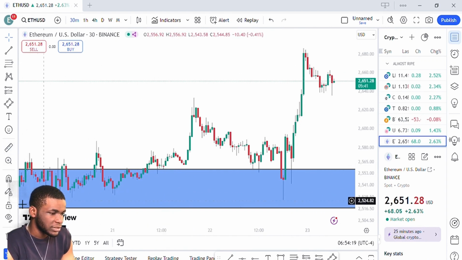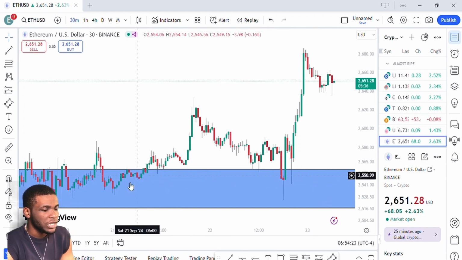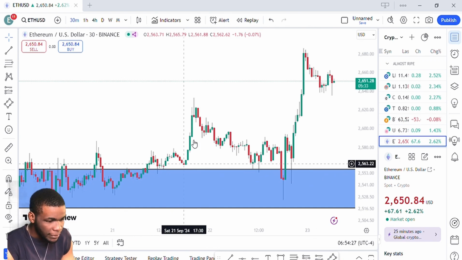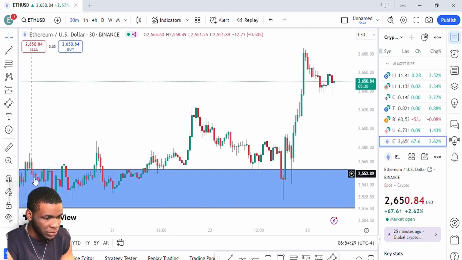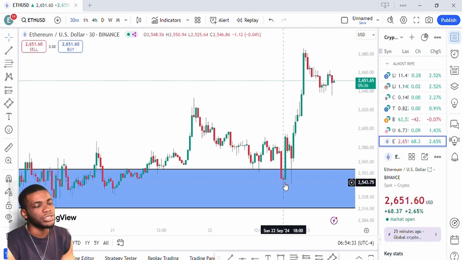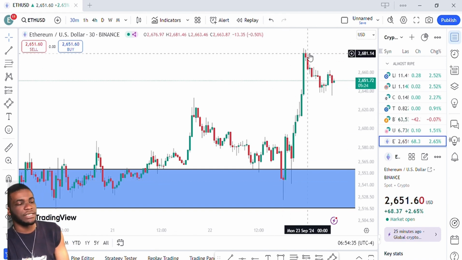Consolidation. Everything here is consolidating. They didn't make any significant move. This was where it broke out from. Consolidation, expansion. It came back to mitigate this point, although it's a bit too aggressive. It came back, mitigated, and then continuation. So it played out perfectly in this case.